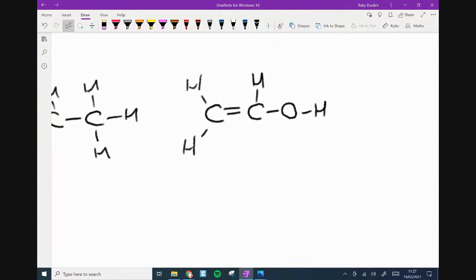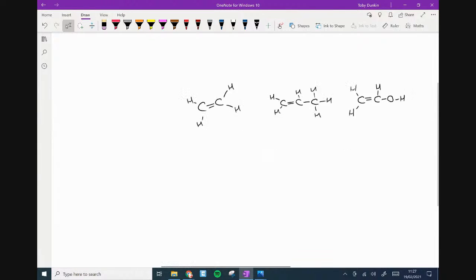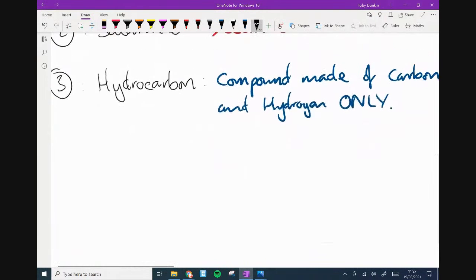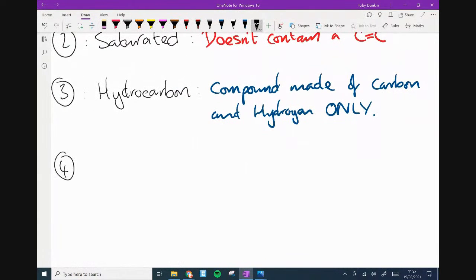So my next question, of course, is, Lynn, is that a hydrocarbon? No, it's not. As soon as you see that oxygen, we realize no longer a hydrocarbon. Right, next word, monomer. Number 4. Monomer.